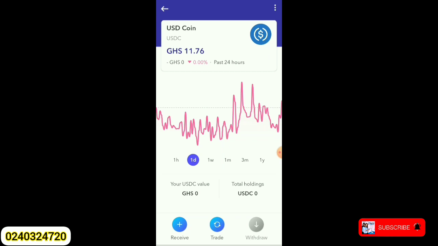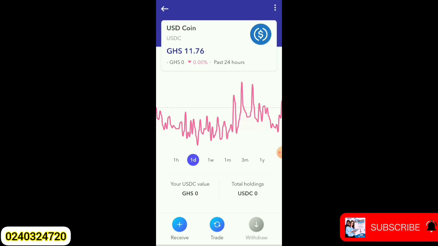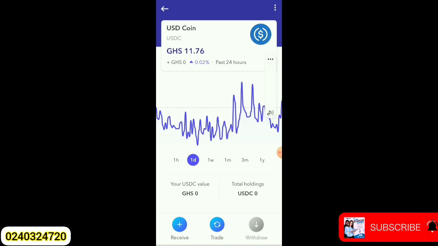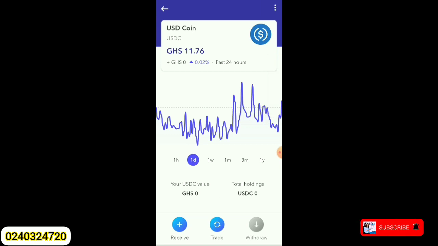Let's say you have 1,000 USDC here, and this is the value. When the rate goes from 11.76 to 11.77, the value here will change. You see that your USDC value will also increase. That's how it is. So let's say it increases to 12 Ghana cedis, and I want to click to sell.